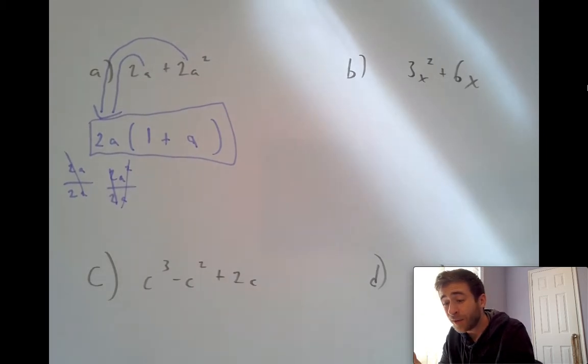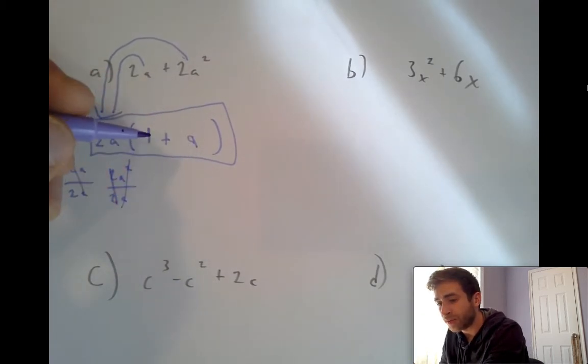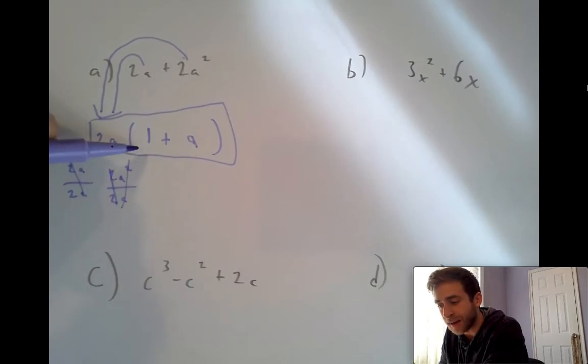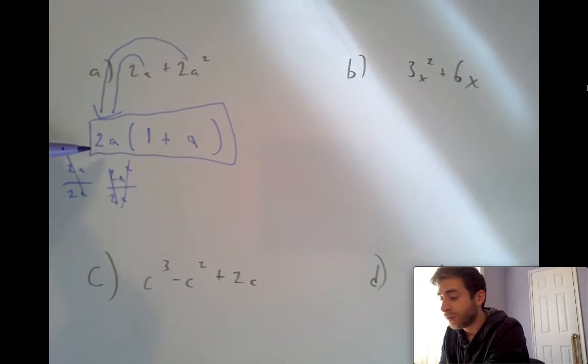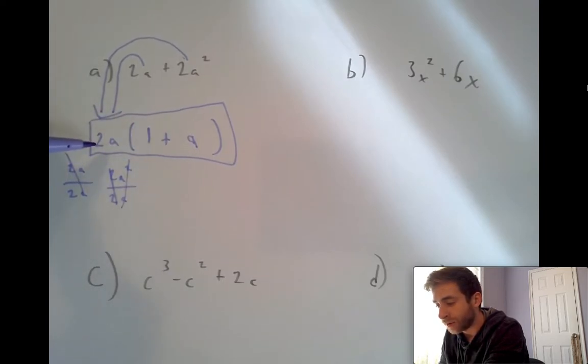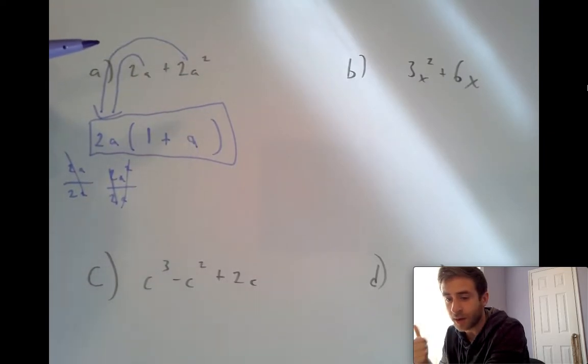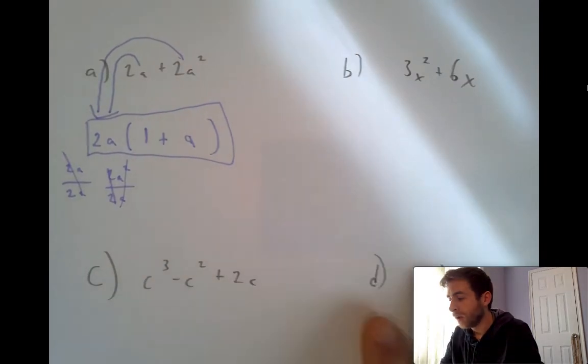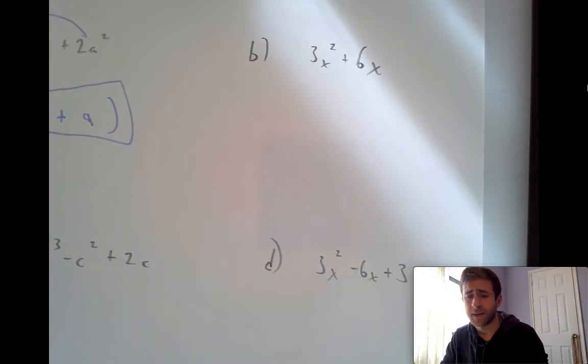And if you wanted to distribute, you could check to see if we did it right. 2a times 1 is going to get me the 2a. 2a times a is, the 2 just comes, and a times a gets me the a squared. We're good. Let's do this by following the steps instead of my visual way.